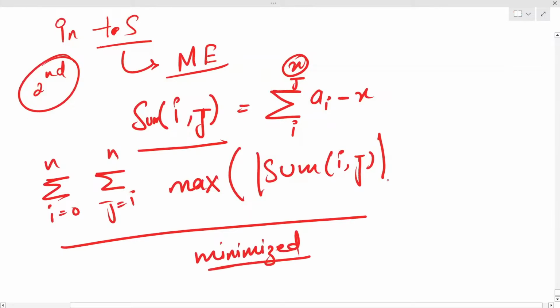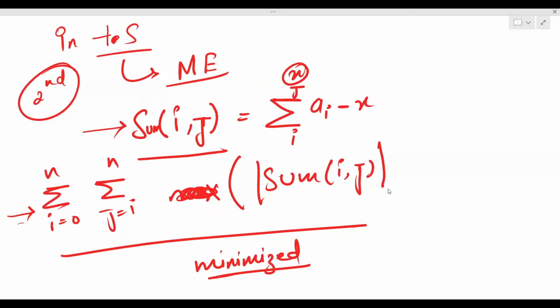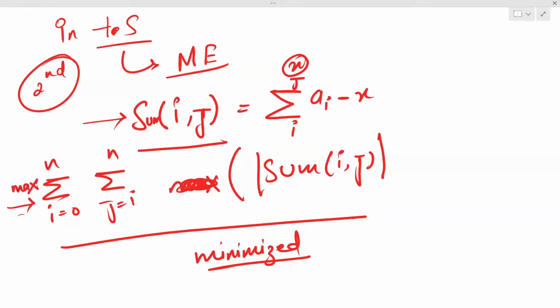Is anyone having any doubt in this part till now? This is my sum. This is the sum of all the segments. I have to take, okay, this is not maximum. Where will I write maximum? Here I will write maximum. Out of all of these values, I pick up the maximum value of sum.